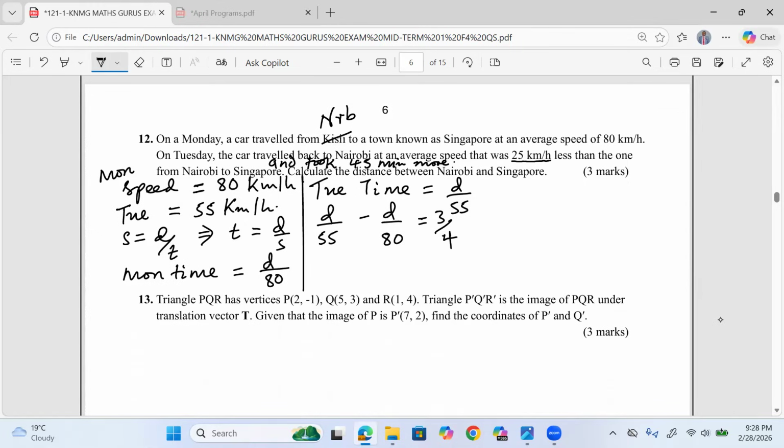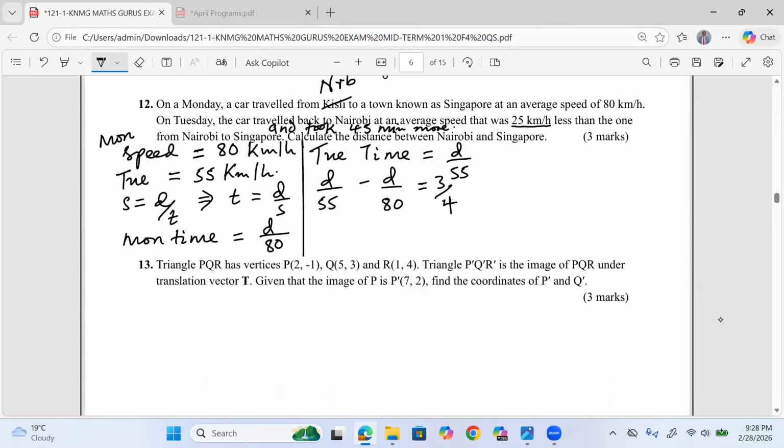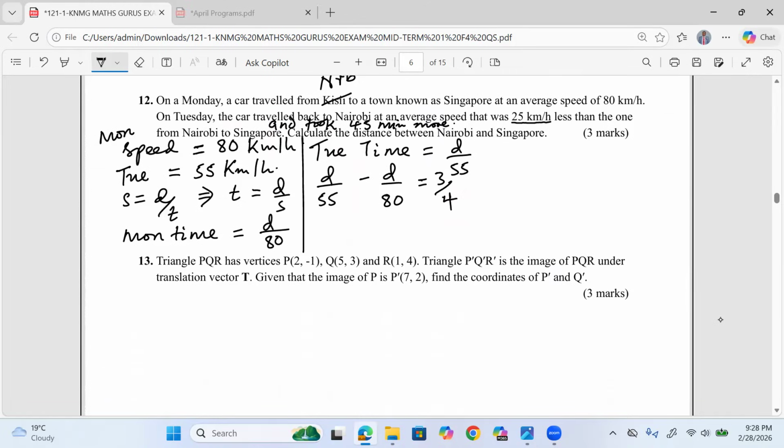So with this now, we can solve. We can now solve. So let's solve for the value of D now. This is an equation. We can solve for the value of D. So 1 out of 55 minus 1 out of 80.